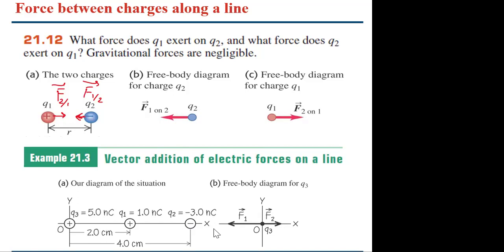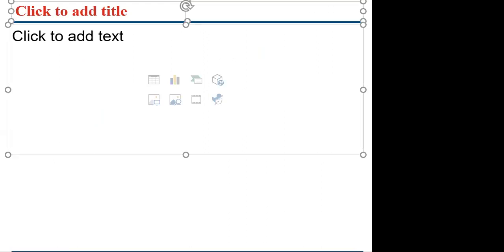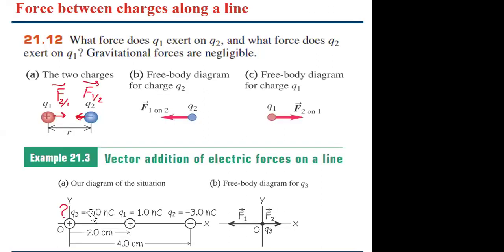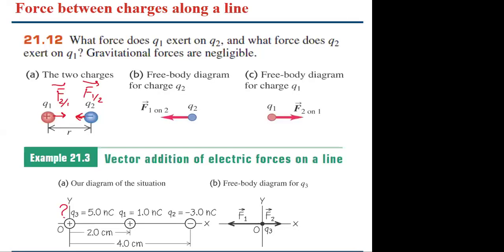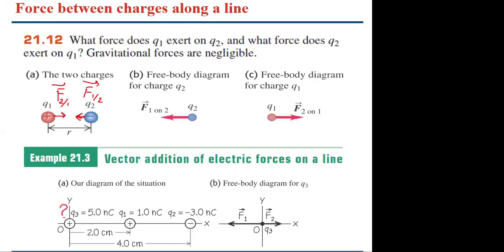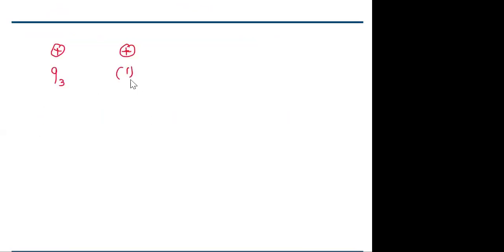The question, what is our question here? What is the total force applied on Q3? Okay, good. That's a very good question. It's a direct application of the superposition principle. As usual, I would like to draw the free body diagram. We said this is positive, and negative. So this is our Q3, and this is our Q1, and this is our Q2.